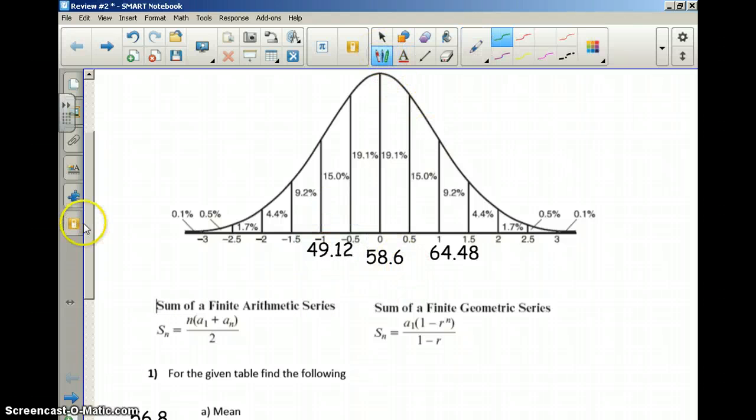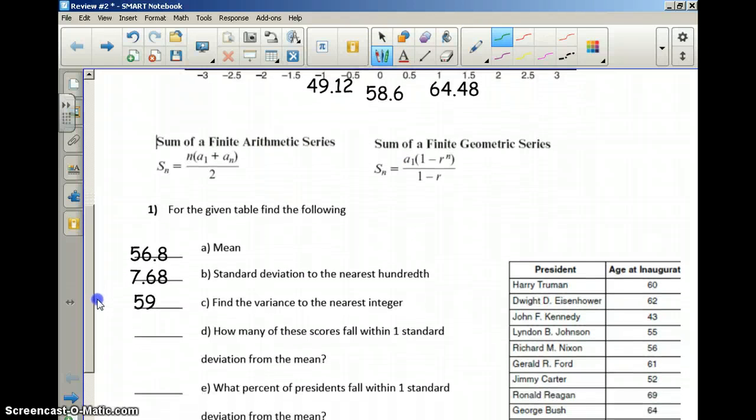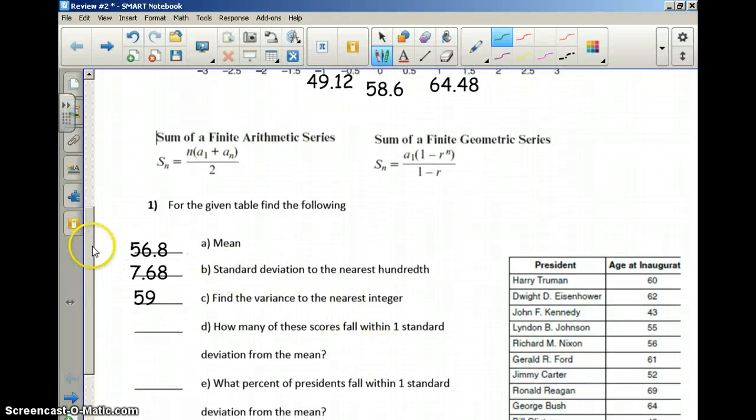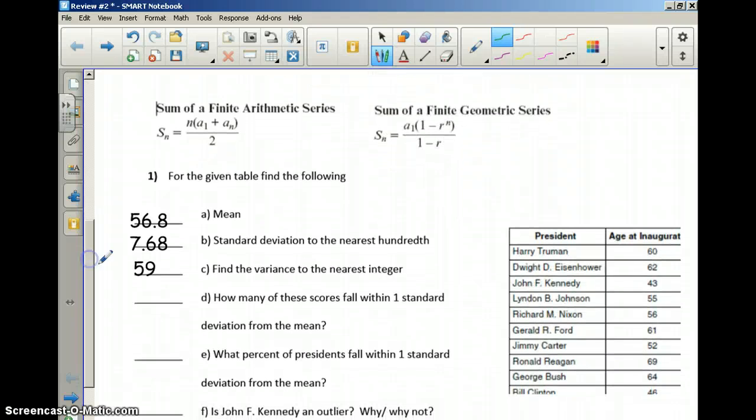So at this time, I have to go back to my chart and I have to say, well, how many presidents were over 49 when they were elected? And so that's not Bill Clinton. It would be George W. Bush. It would not be Ronald Reagan. It would be Jimmy Carter. It would be Gerald Ford. It would be Richard Nixon, Lyndon Baines Johnson. It would not be John F. Kennedy. It would be Dwight Eisenhower and Harry Truman. 1, 2, 3, 4, 5, 6, 7. So that gives me 7 presidents fell within one standard deviation.